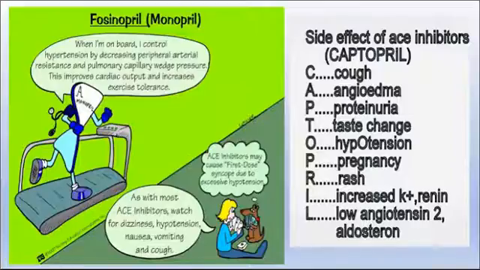I put this slide, even though it says captopril, this one is fosinapril or Monopril, so they really apply to the ACE inhibitors, so I thought this was a really good way to remember things, because I mentioned all of these. Well, the proteinuria, because remember you're watching your kidney function because of the restrictions, and you don't give it in pregnancy. So I hadn't seen this before, but just the captopril terminology for all the prils, for all the ACE inhibitors. So the cough, angioedema, proteinuria, taste change, hypotension, pregnancy, rash, increased potassium, renin, low angiotensin II, aldosterone. I thought that was an excellent mnemonic, so I put it in here.